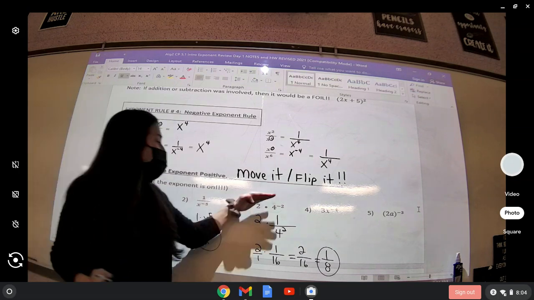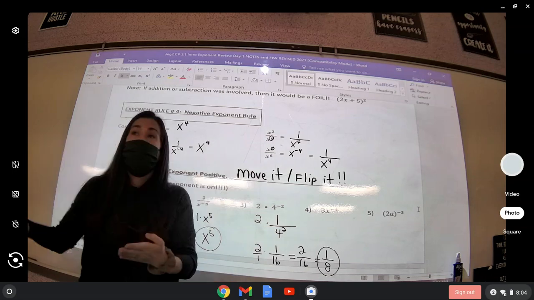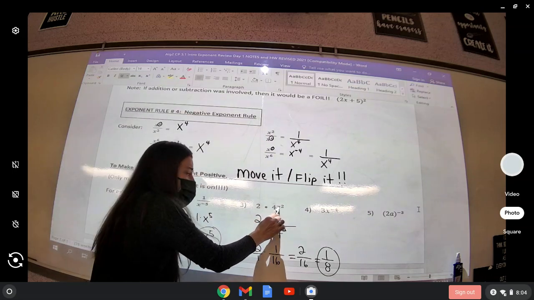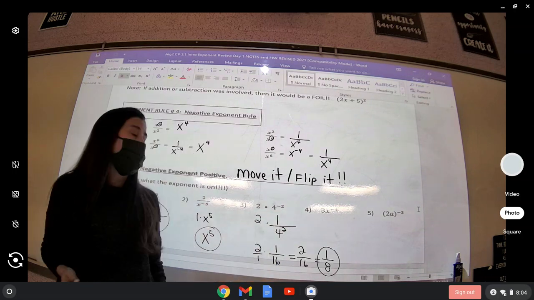But again, I didn't want to move the whole problem to the denominator because the whole problem wasn't raised to a negative exponent. Only the 4 was raised to that power of negative 2. So only that moved to the bottom. The 2 has no reason to move.